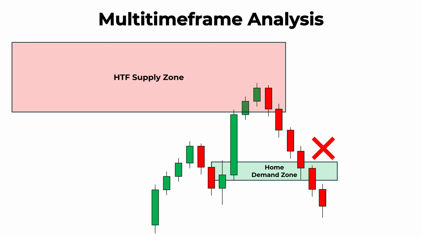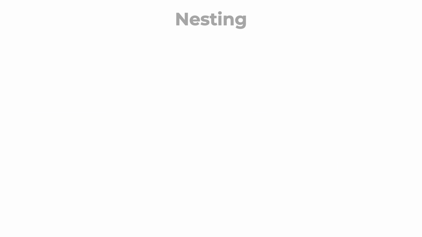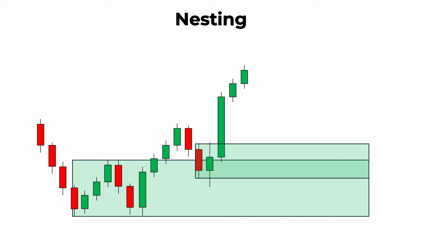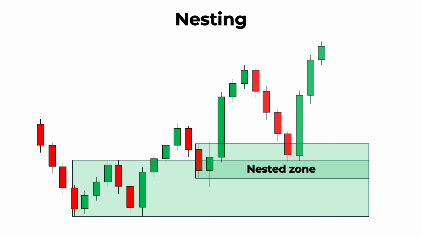Another qualifier for supply and demand zones is the nesting property. Sometimes a smaller zone happens within a larger one, and that creates a zone with a higher probability of holding. This alludes to the principle of integration, which is the intersection or confluence of techniques, but within the supply and demand trading method.